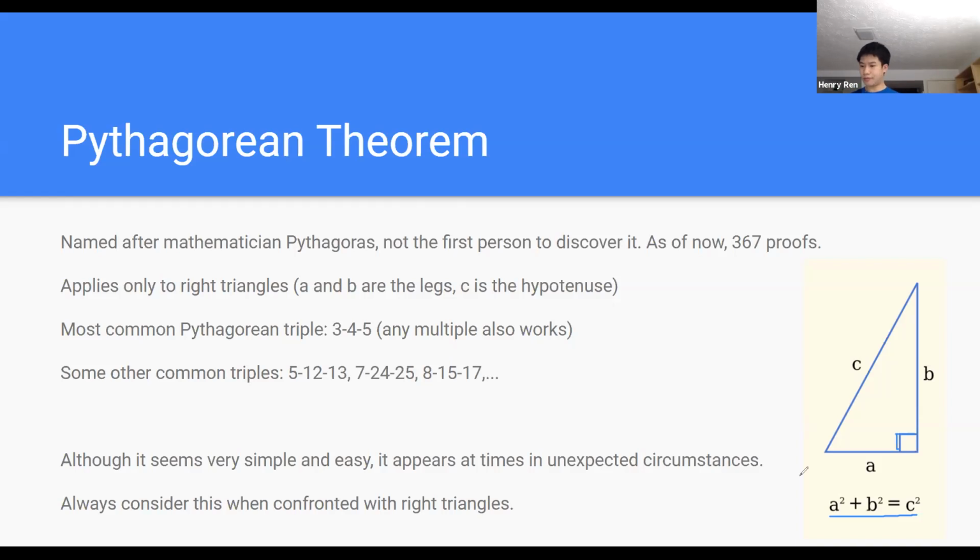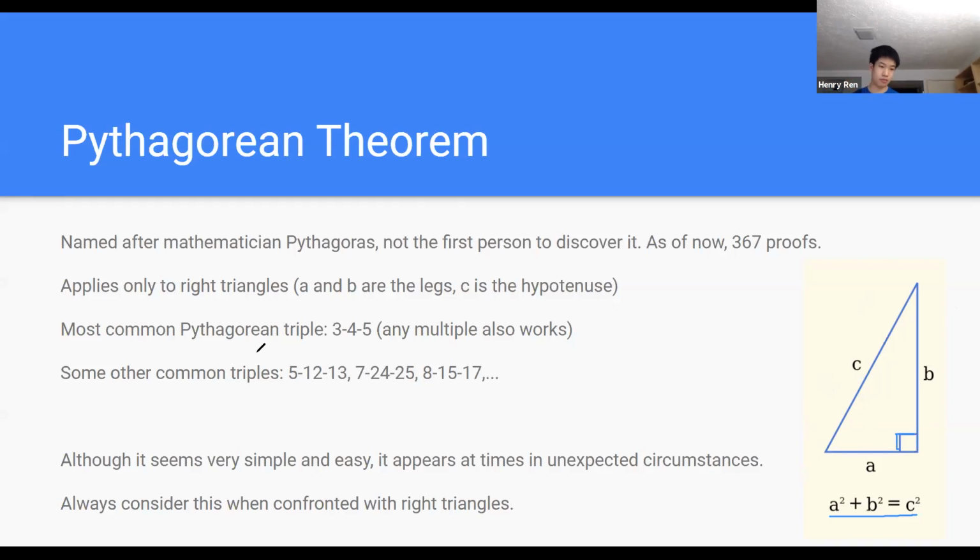Let's talk about this. There are many ways to prove this. I guess the easiest way would be to form a square with a squared and b squared, because that's the area of the square. And then for c squared, form a square, and you'd find that the areas of the squares formed by a and b would add up to the area of the square formed by c.